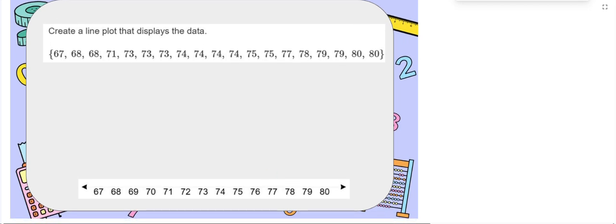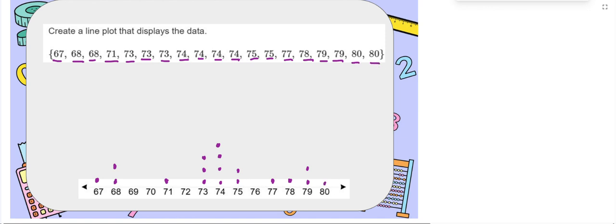Okay? So we have 167, so I'm going to put one dot. We have 2 68s. We have 171. We have 3 73s. We have 1, 2, 3, 4 74s. We have 1, 2 75s, 177, 178, 2 79s, and 2 80s.